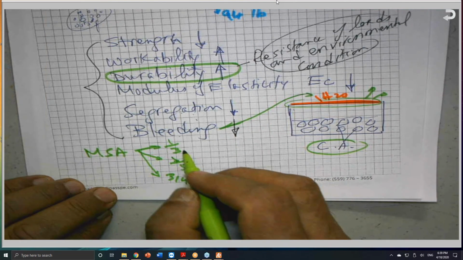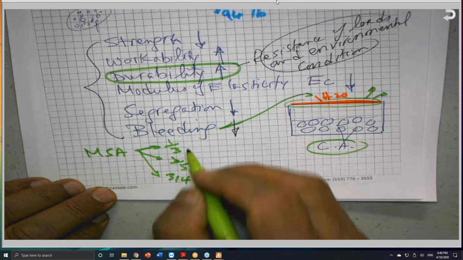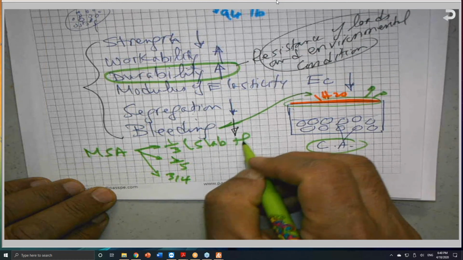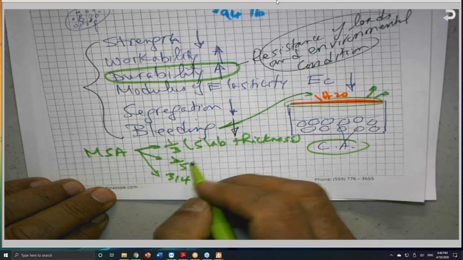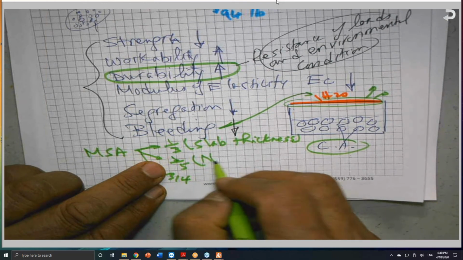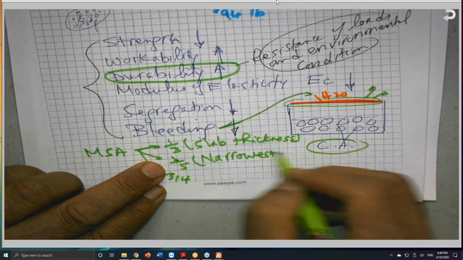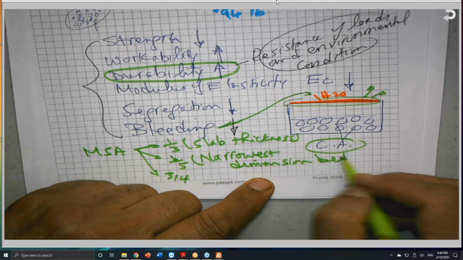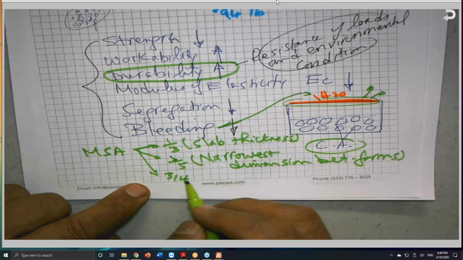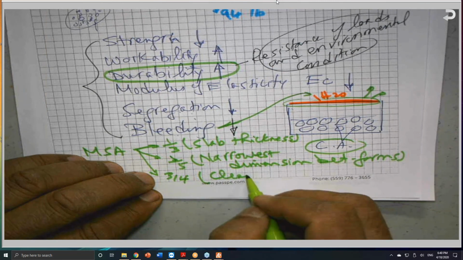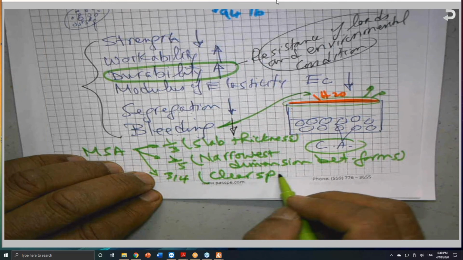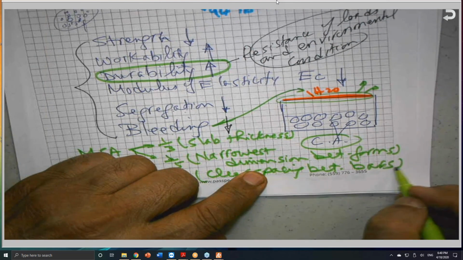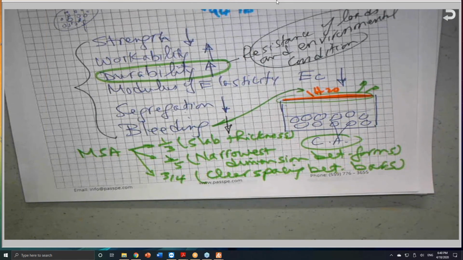One-third the slab thickness, and one-fifth the narrowest dimension between forms, and three-quarters the clear spacing between bars. Let me translate this into English.